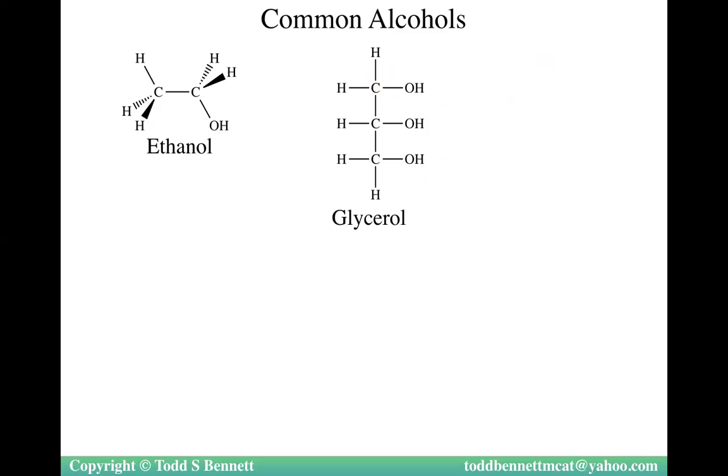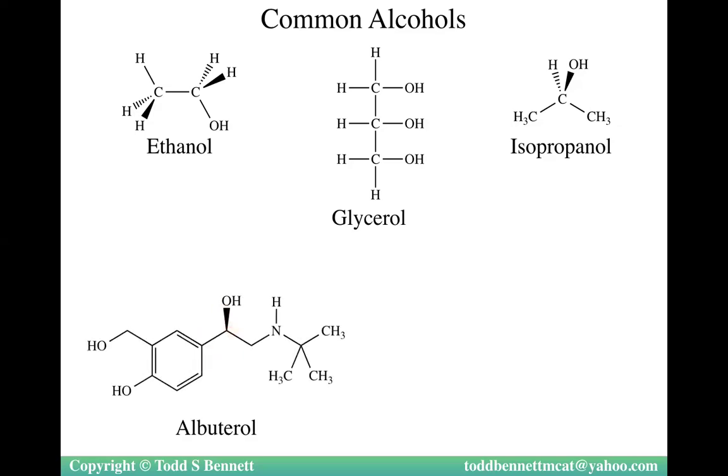So fairly important alcohol. Isopropanol, just a common household antibacterial. I don't know, you've put rubbing alcohol on something at some point in your life. This is the main component, the active ingredient in rubbing alcohol. Albuterol, used in inhalers for asthmatic response, suppresses the asthmatic response.